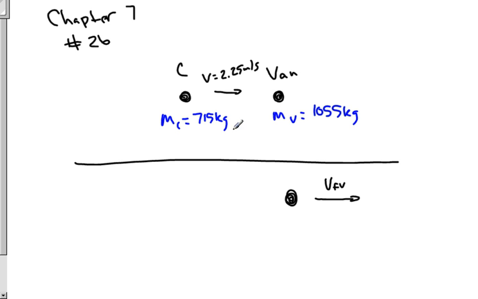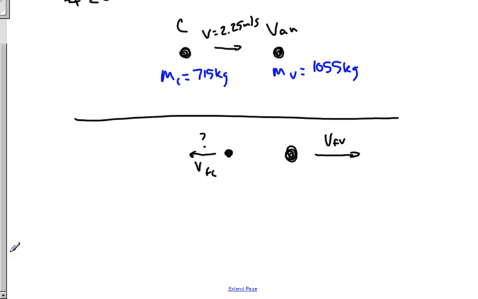We can guess that because it's hitting a more massive object, it will likely bounce back in an elastic collision. But we're not 100% certain, so we need to find the final velocity of the car. The masses remain the same, and we are looking for the final velocities of both of them.